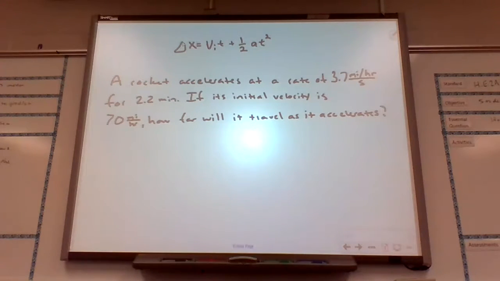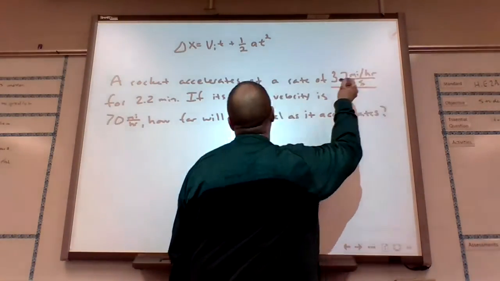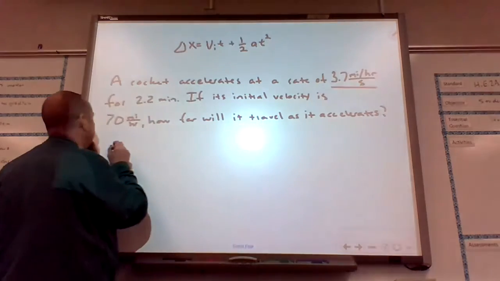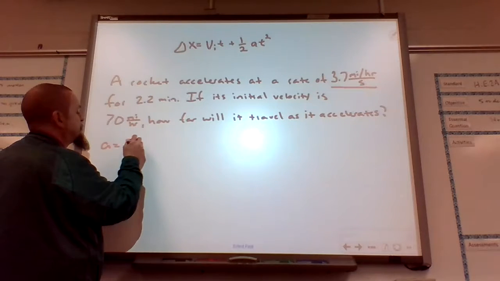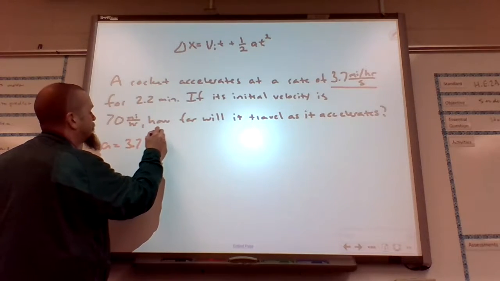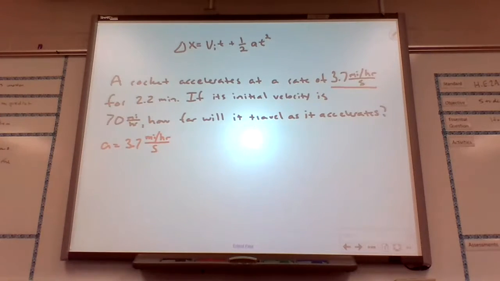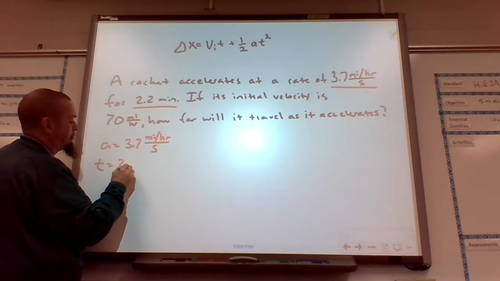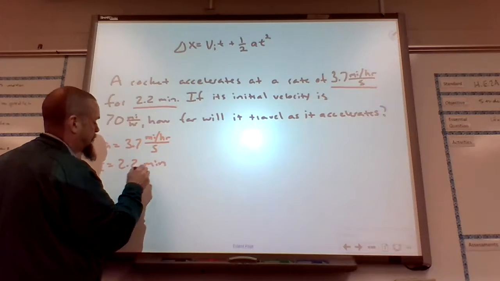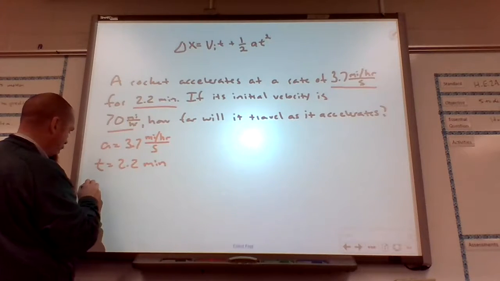Again, first step in the problem solving process is to figure out what all these numbers are. Miles per hour per second, two time units in it, says acceleration, that's a. 2.2 minutes, that's a time. Then we have an initial velocity of 70 miles per hour.